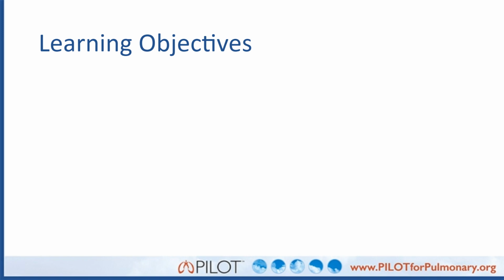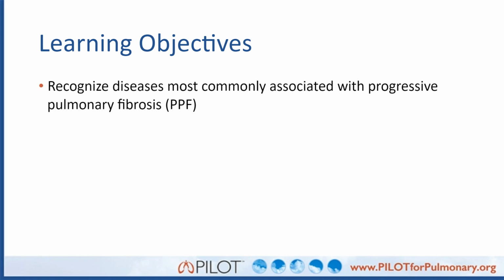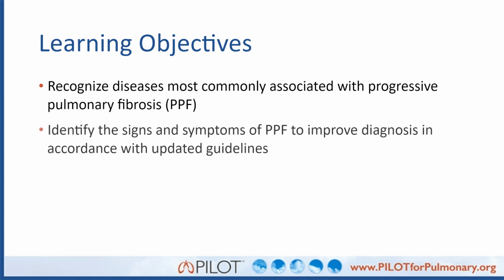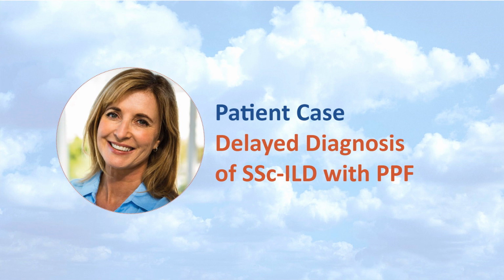The first objective is to recognize diseases most commonly associated with progressive pulmonary fibrosis. The second objective is to identify the signs and symptoms of progressive pulmonary fibrosis, or PPF, to improve diagnosis in accordance with updated guidelines. So we'll begin with a case.